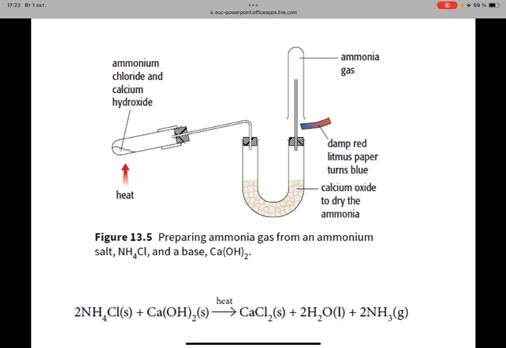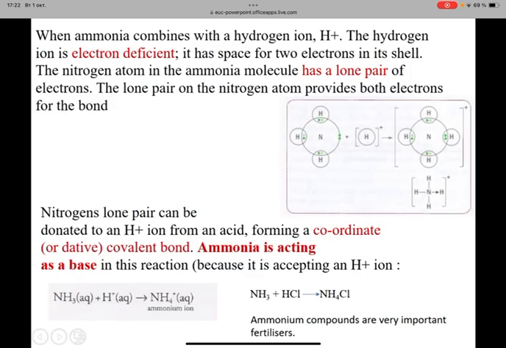And here we can see chemical reactions of ammonia in the laboratory. And the ammonia combines with a hydrogen ion, which is electron deficient.